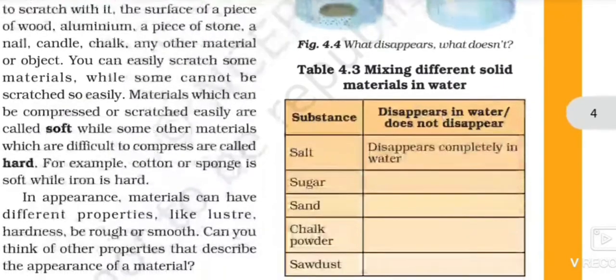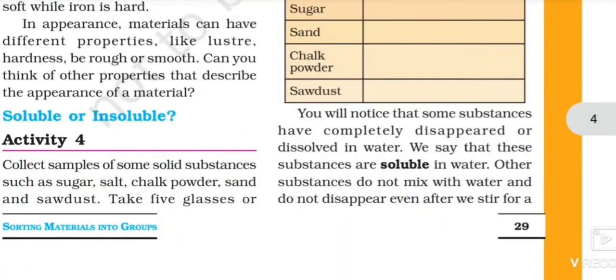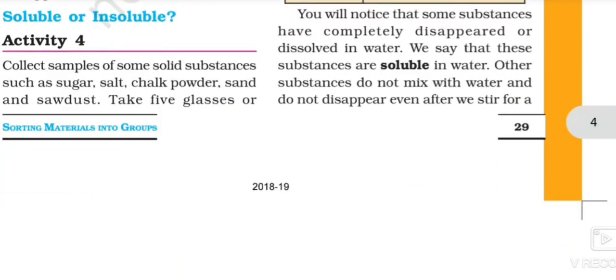Now, the third property is soluble or insoluble. With the example of activities 4 and 5, you will study this property very easily. Activity 4. Collect samples of some solid substances such as sugar, chalk powder, salt, sand and sawdust.